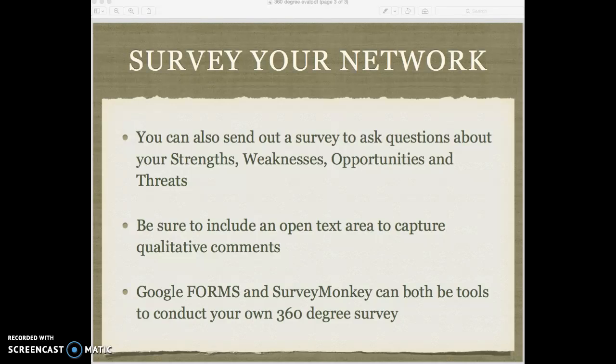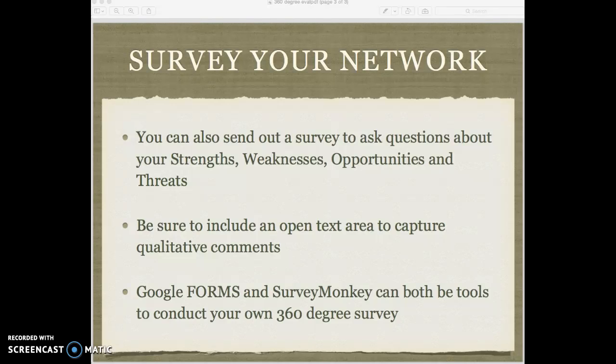And also, make sure that if you do send out a form or a survey, you include an open text area so you can capture some good qualitative comments. I found through the years of doing market research surveys that some of the most important information came from these open text suggestions and comments. And again, I think you can easily find tutorials on Google Forms and SurveyMonkey if you need some help as far as setting up those surveys.